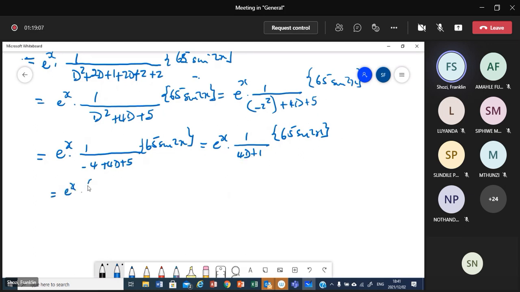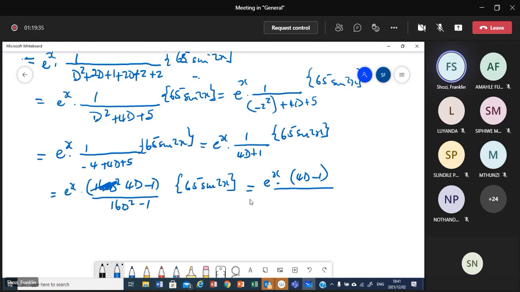So it's e to the power x. Then what? Rationalizing the denominator will give us 16D squared. Wait, sorry. Not 16D squared on top, but it will be 4D minus 1 all over 16D squared minus 1, acting on 65 sine 2x. Use theorem 3, e to the power x, then 4D minus 1 over 16 times D squared, that will be minus 4 minus 1, because this 2 there is replacing that.